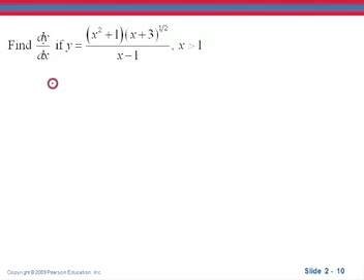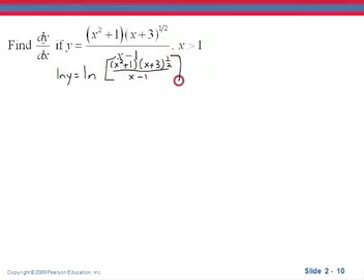Now what we're going to do here is take the natural log of each side. The natural log of y is equal to the natural log of x squared plus 1 times x plus 3 to the 1/2 divided by x minus 1. Now, I'm going to simplify the right-hand side using those product, quotient, and power rules.